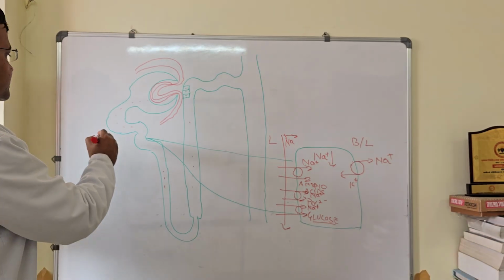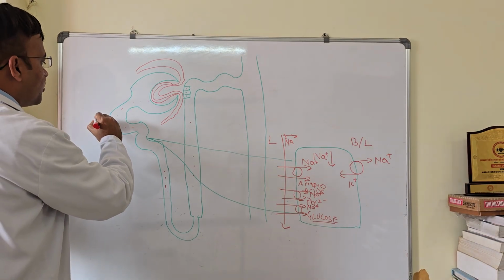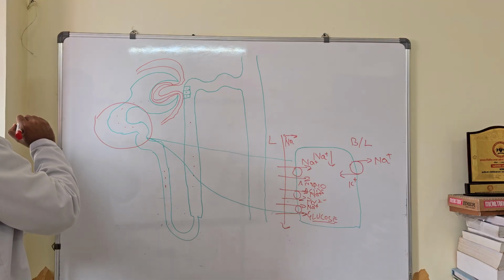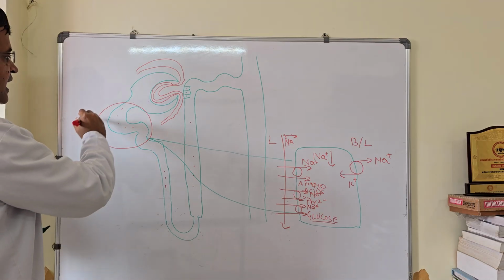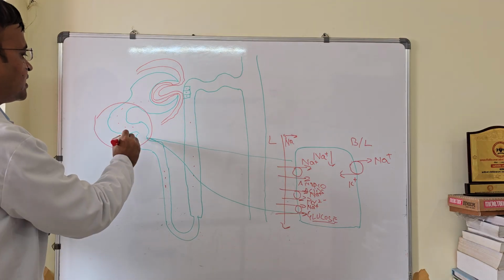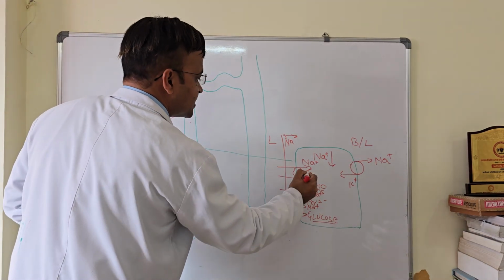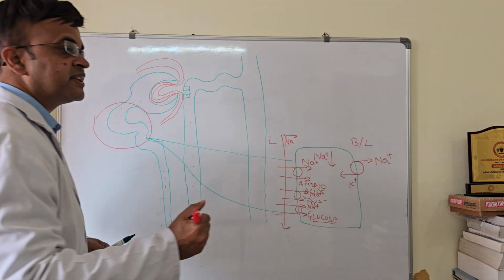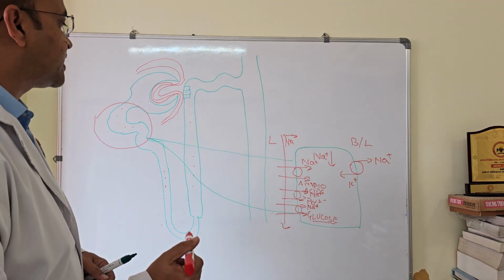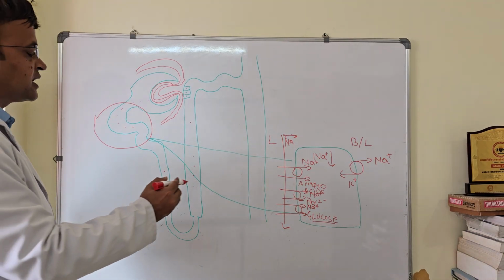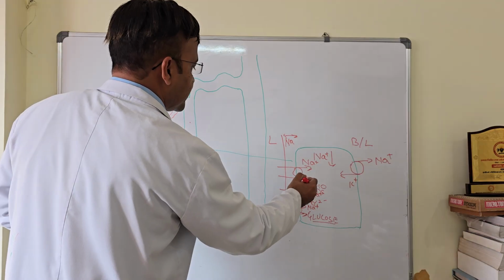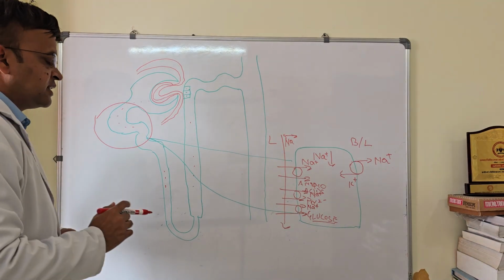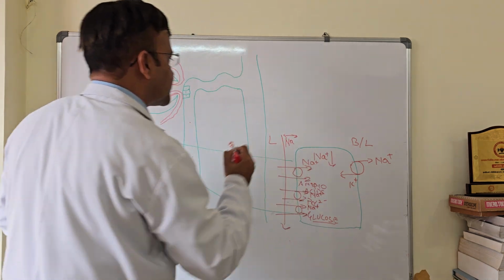That's why we say PCT is metabolically the most active region of your nephron. And if some injury happens to PCT, or if these ions get damaged, we call it Fanconi syndrome. And severe cases of Fanconi syndrome are incompatible with life. Right. Now, you understood this thing?